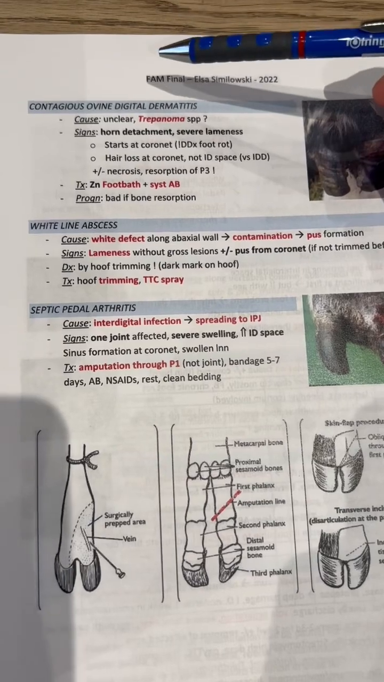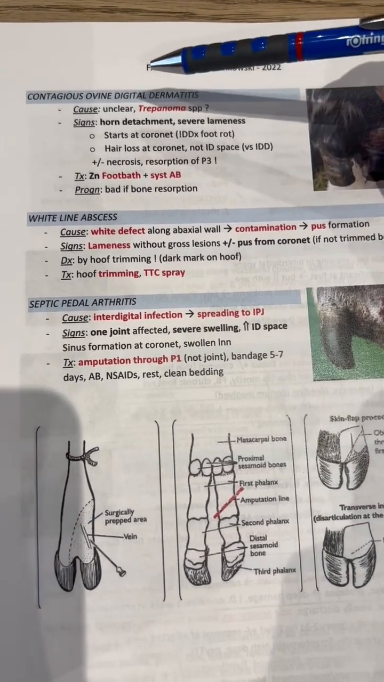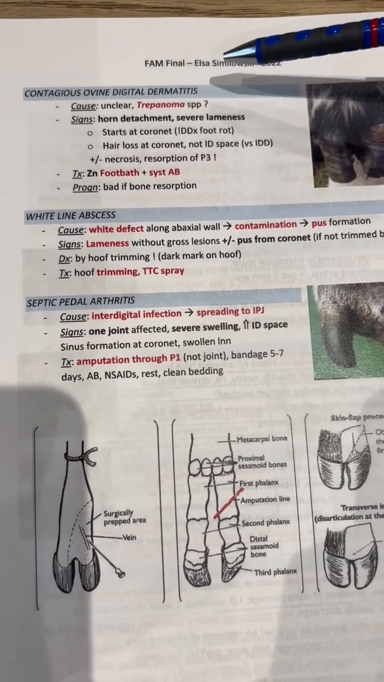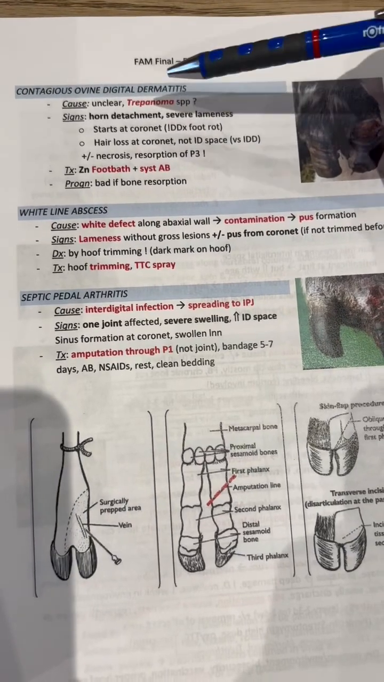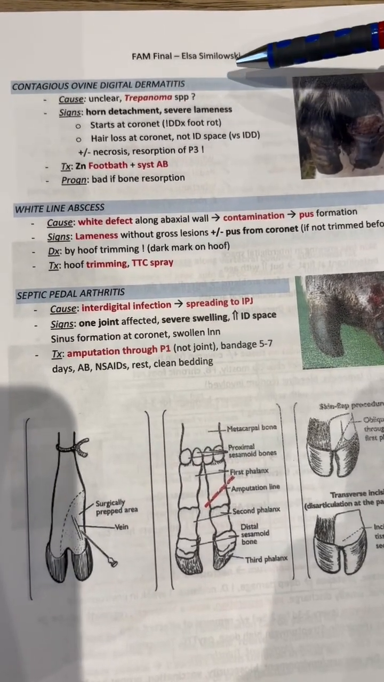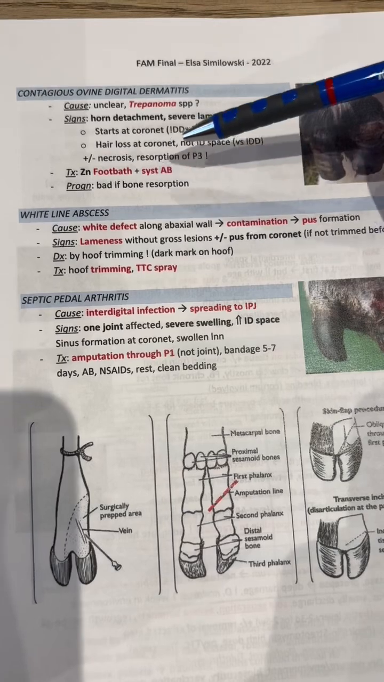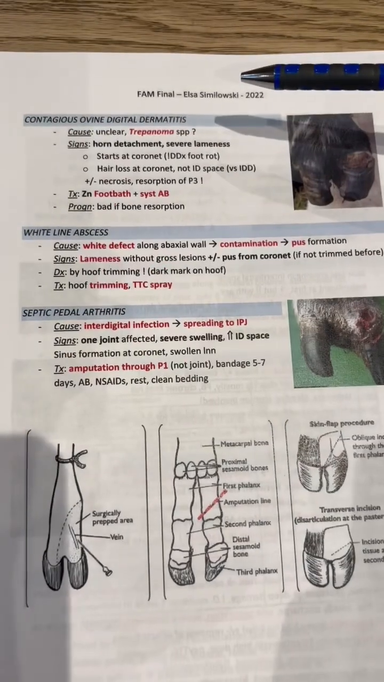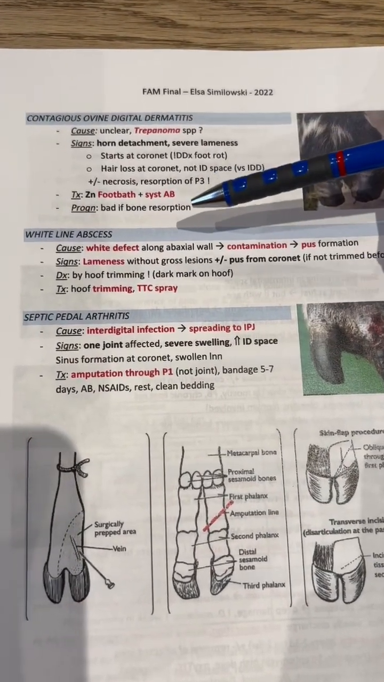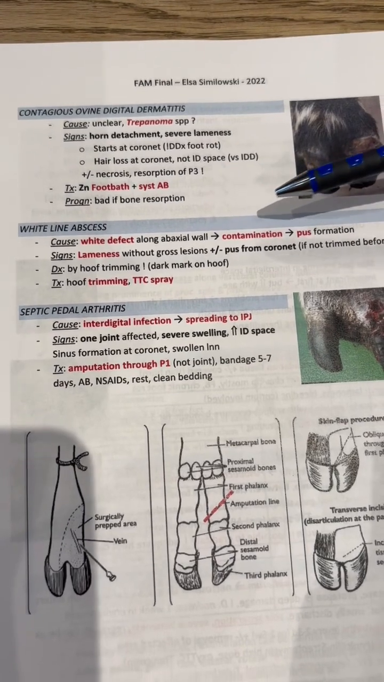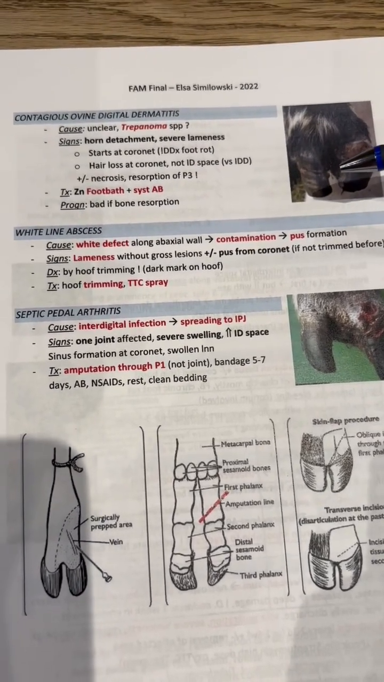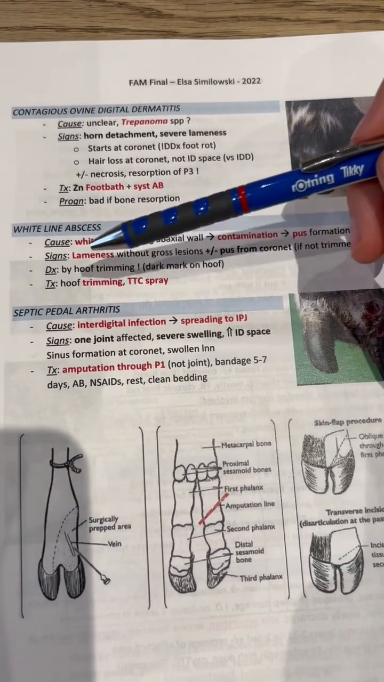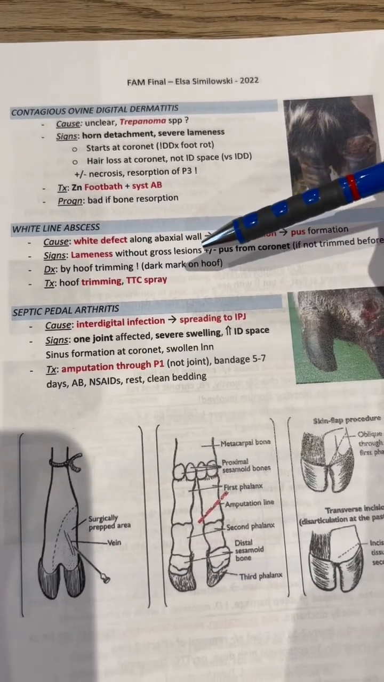For contagious ovine digital dermatitis, the cause is unclear. It's probably caused by treponema. The signs are horn detachment and severe lameness. For the treatment, give a zinc foot bath and systemic antibiotics. For a white line abscess, the cause is a white defect along the abaxial wall. It gets contaminated and then pus forms. And the signs are lameness. For treatment, have hoof trimming and tetracycline spray.